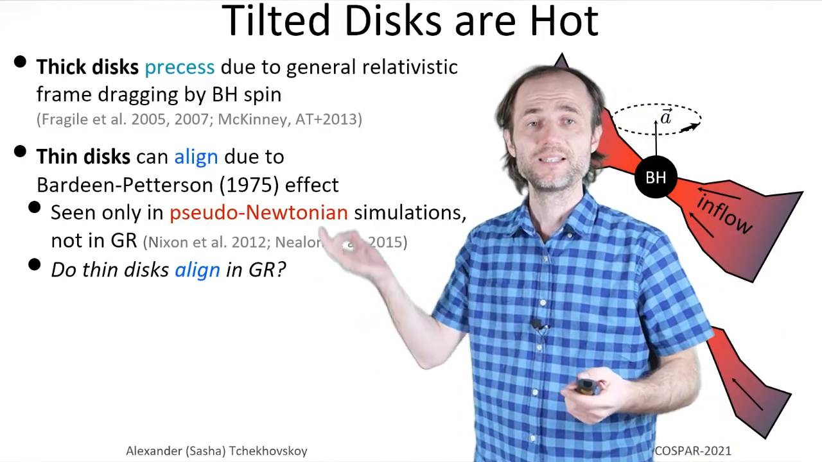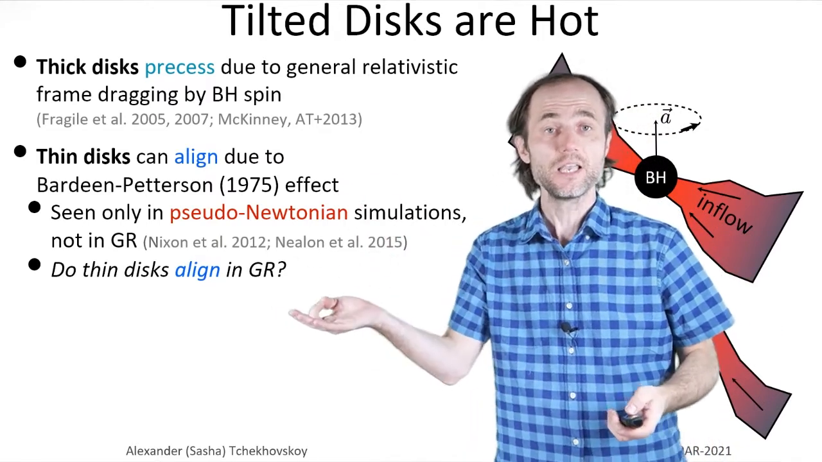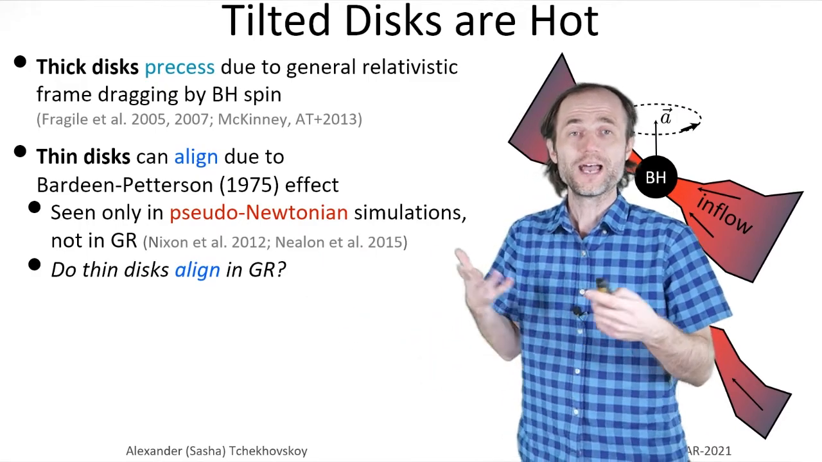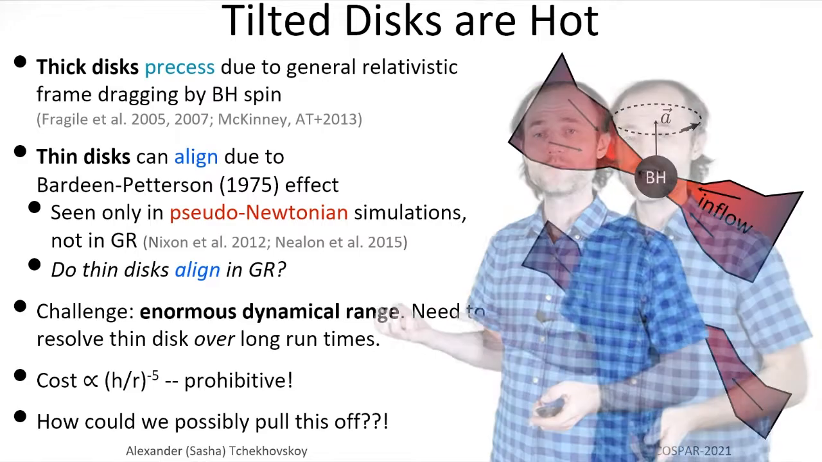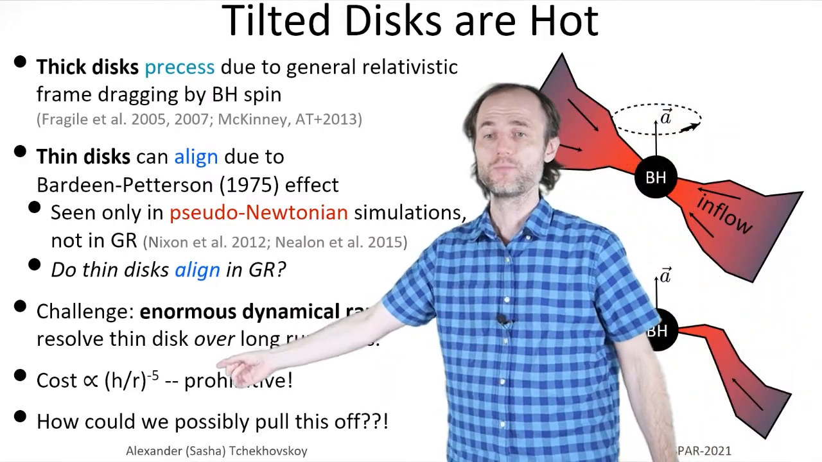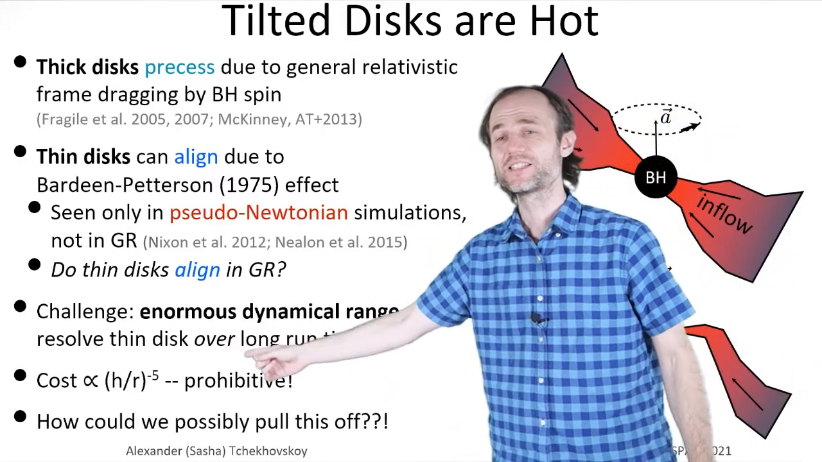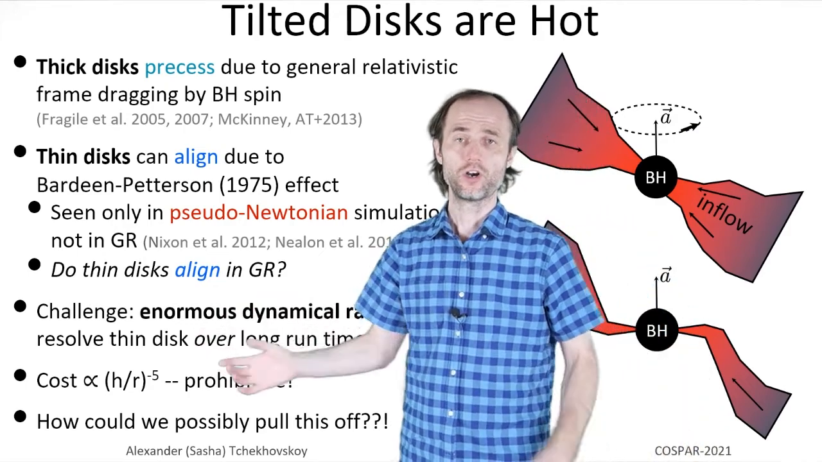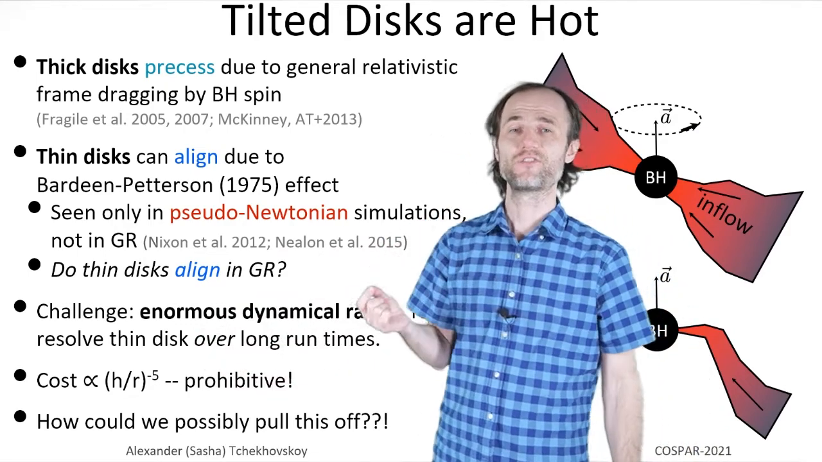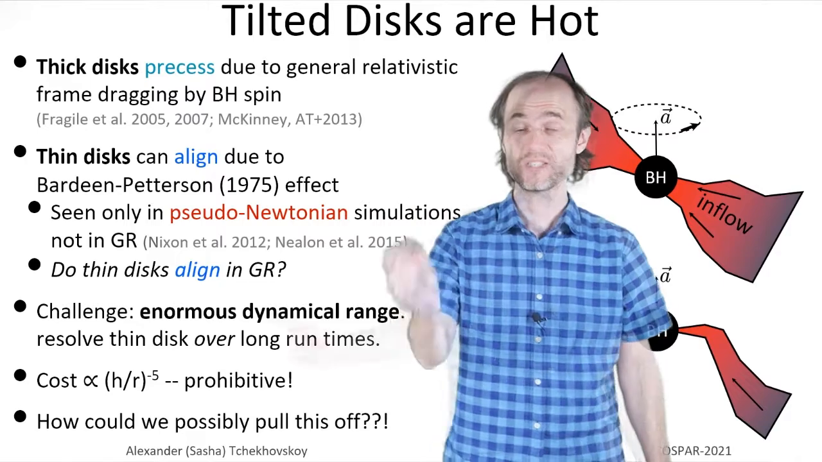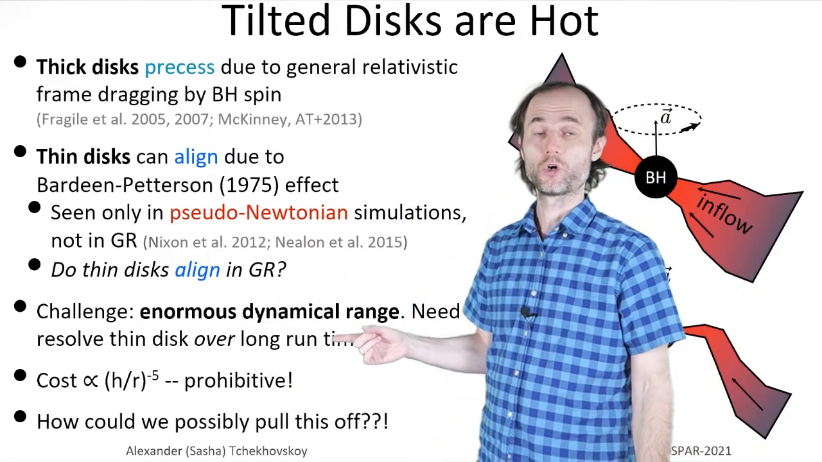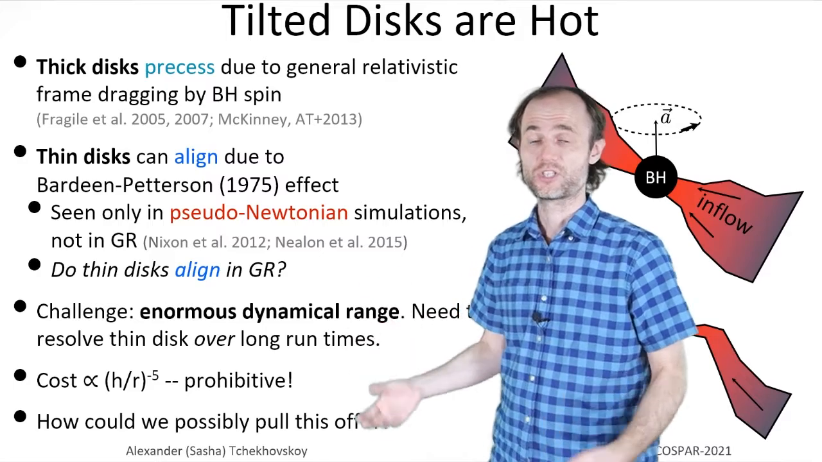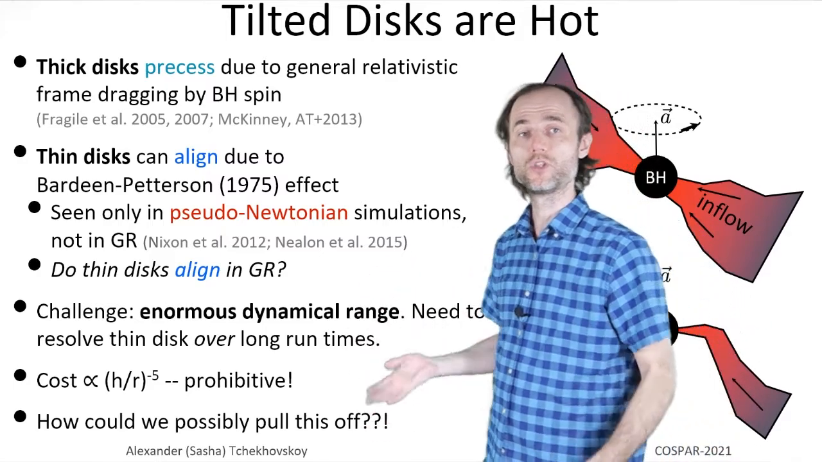So does it mean that this effect doesn't exist in general relativity? Or perhaps it does, we just haven't seen it. And it is a really challenging problem. That's because the cost to simulate such a thin disk scales as h over r, the aspect ratio of the disk, to the -5th power. So if you want to consider a disk that is twice as thin, we will have to run the simulation 32 times longer. Obviously that's not realistic. So how can one possibly pull this feat off?